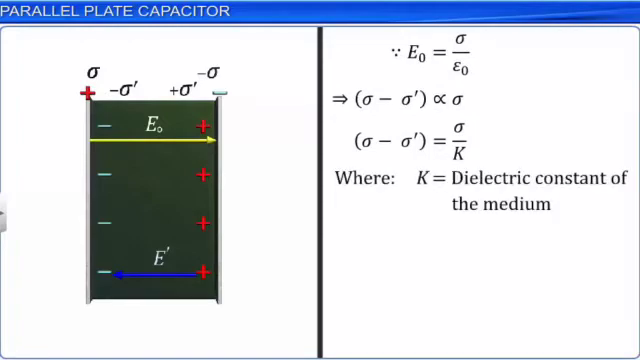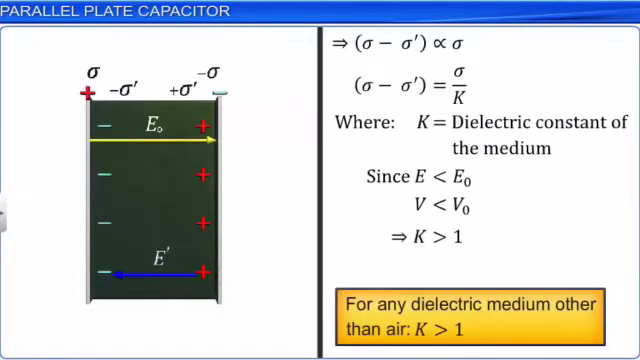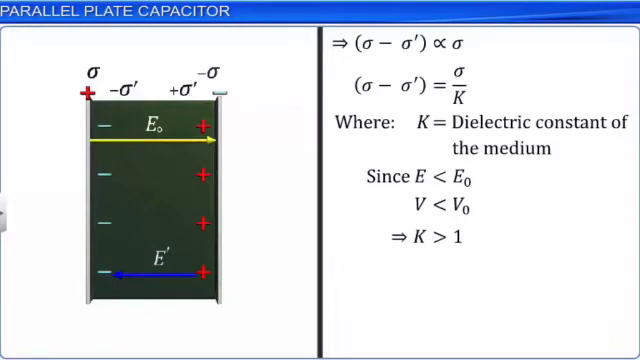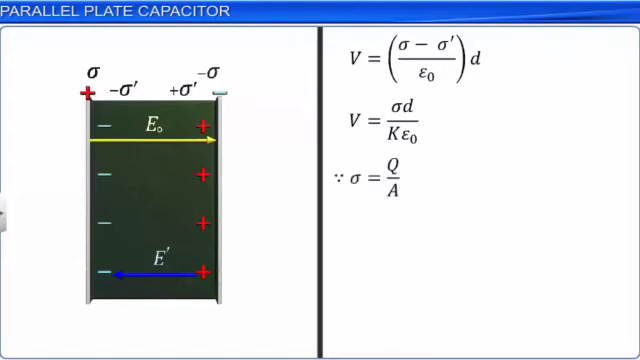Since the electric field strength E is less than E naught, and hence potential difference V is less than V naught, this clearly implies that the value of K must be greater than 1. For any dielectric medium other than air, K is greater than 1. Using sigma minus sigma dash equal to sigma by K in the expression for V, we get V is equal to sigma d by K epsilon naught. But since sigma is equal to Q by A, we have V is equal to Qd by A K epsilon naught.